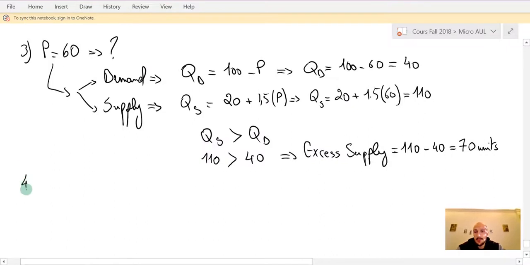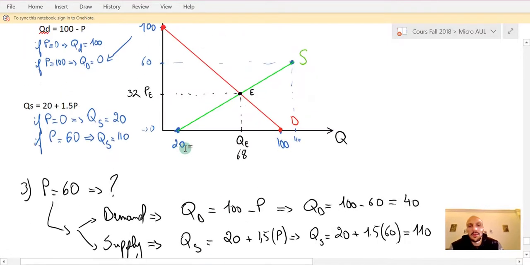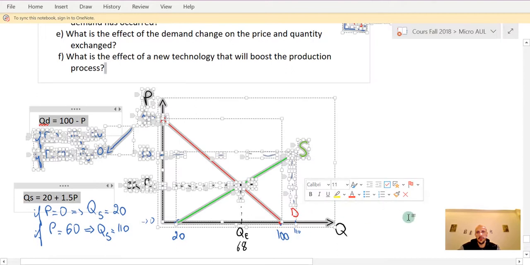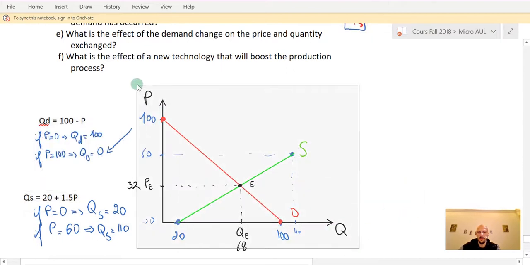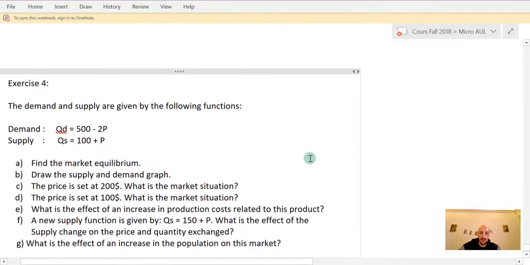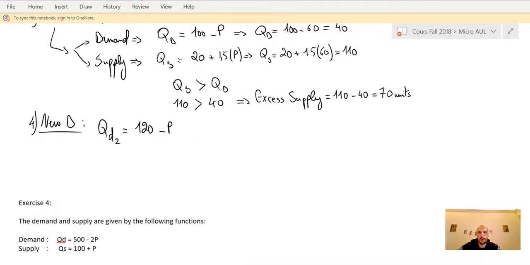So on new demand, with question 4, we have a new demand, and we will call this new demand QD2. It is now 120 minus P. So here again you go to the graph and you can do the following. If we take the same graph here and put it underneath, I just want to select this part and take the graph and put it here underneath.